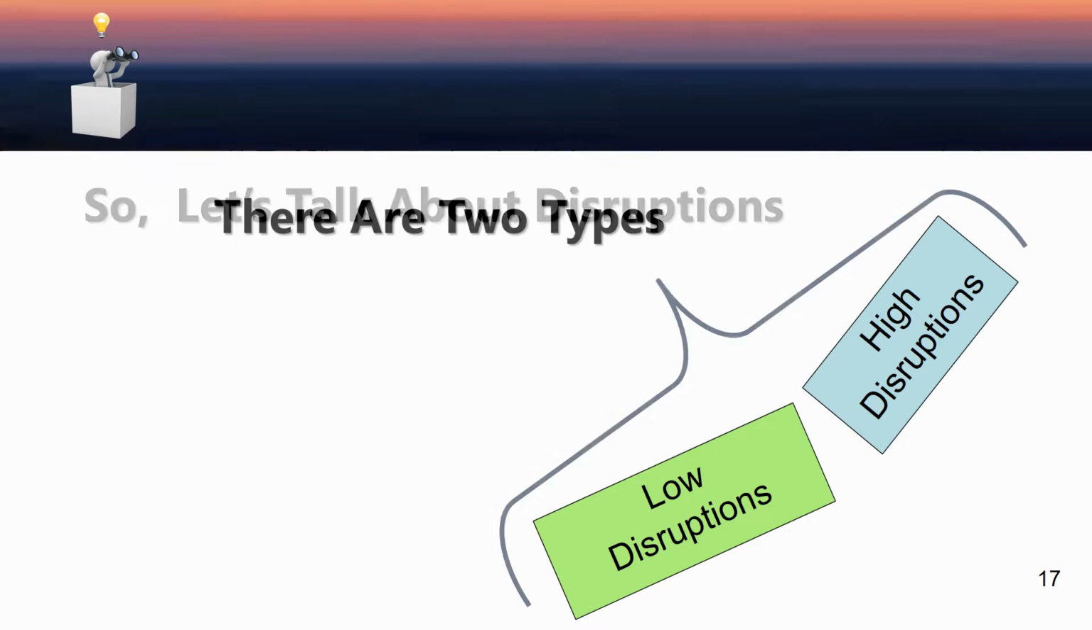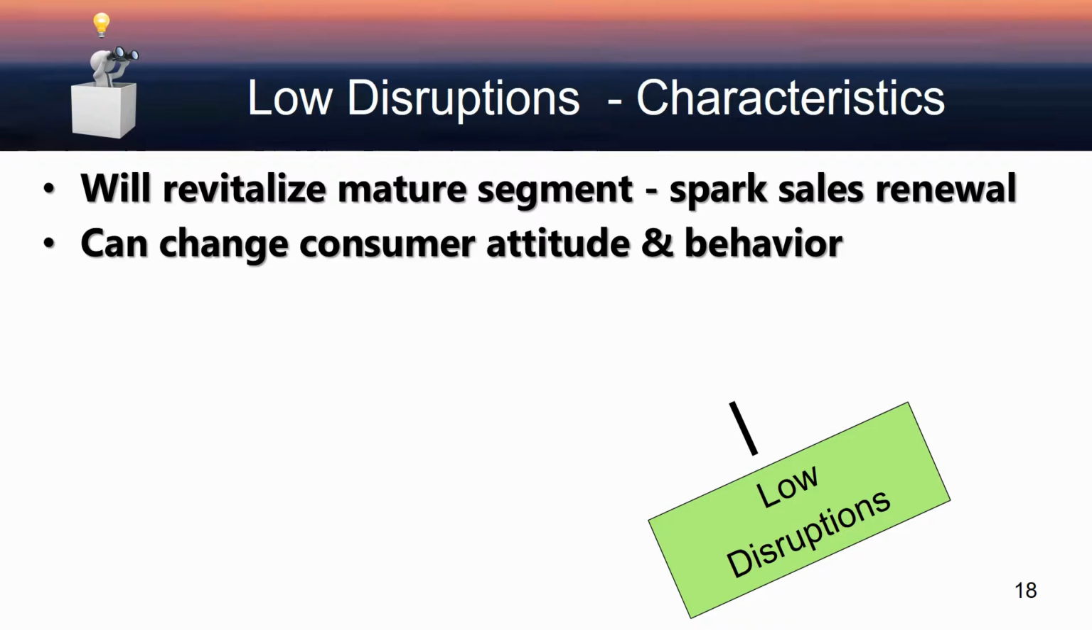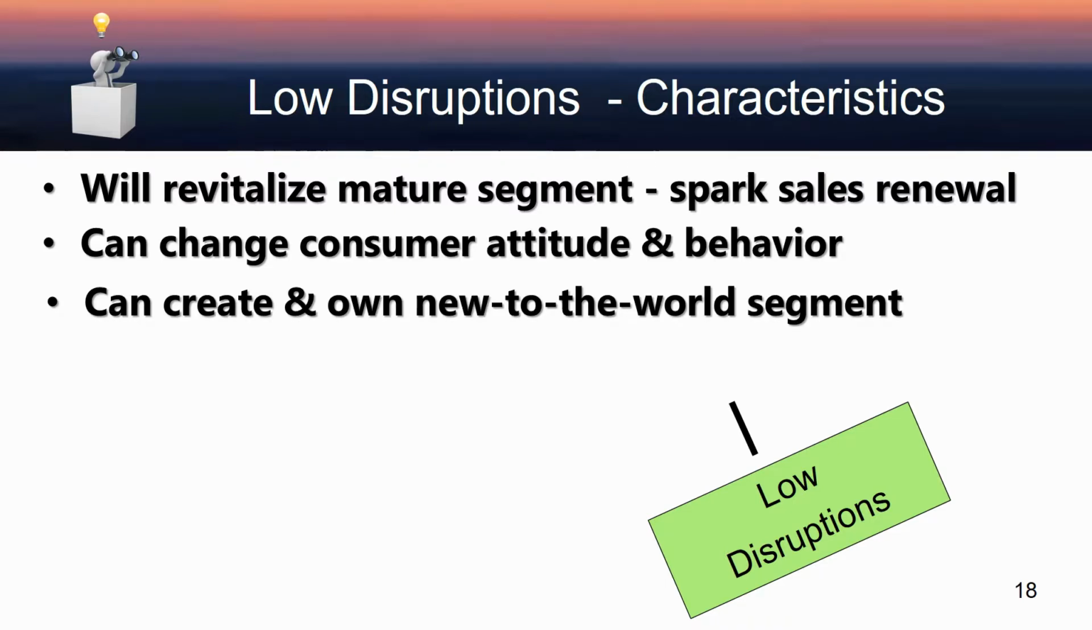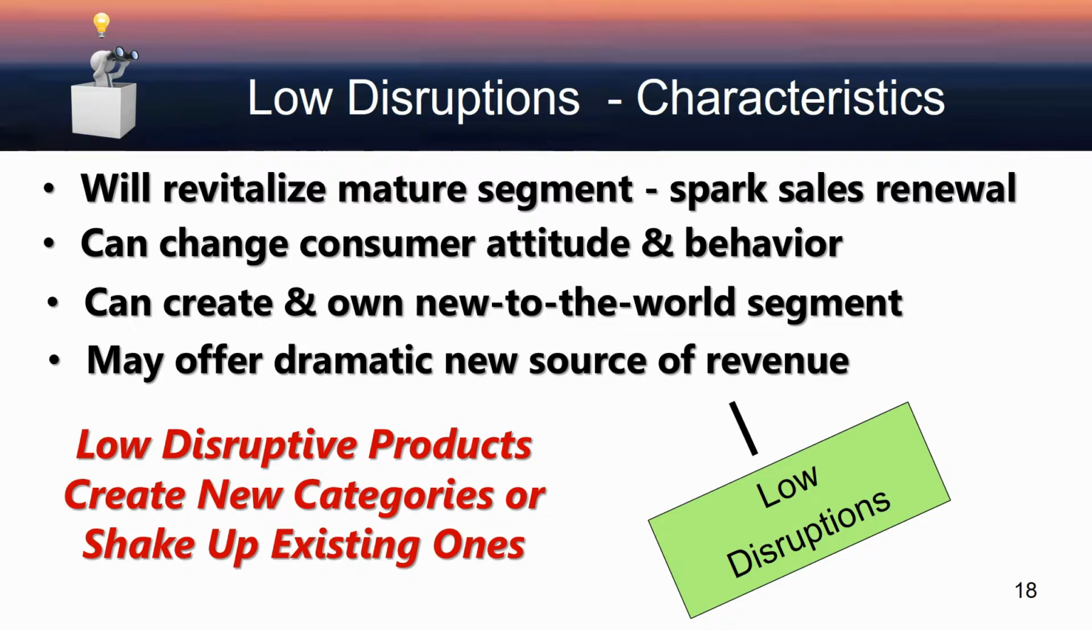So let's talk about disruptions. There are two types. Low disruptions typically will revitalize a mature segment and spark sales renewal. They can change consumer attitude and behavior, can create and own a new-to-the-world segment, and may offer a dramatic new source of revenue. Low disruptive products create new categories or shake up existing ones.